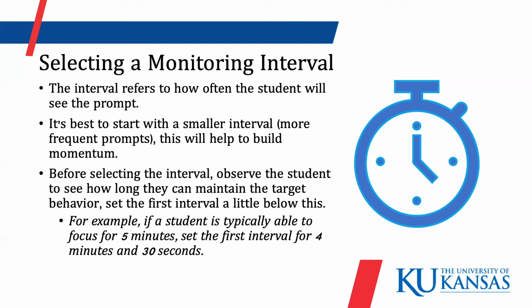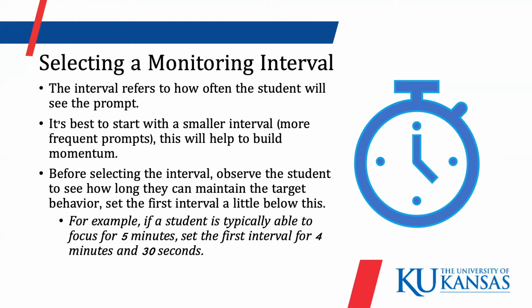So you may have a student who is able to focus for about 5 minutes, and you can set the first interval for 4 minutes and 30 seconds, right? So it's just a little bit under that. So they're getting that prompt, like a preemptive prompt ahead of time. It's important to observe the student to find that out.